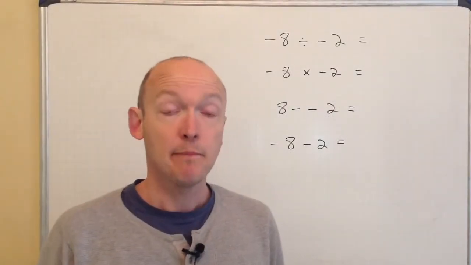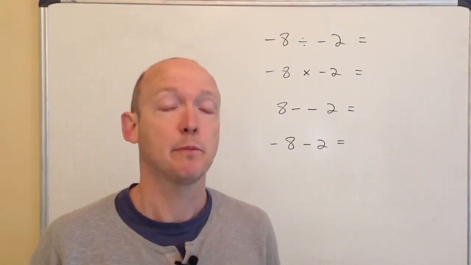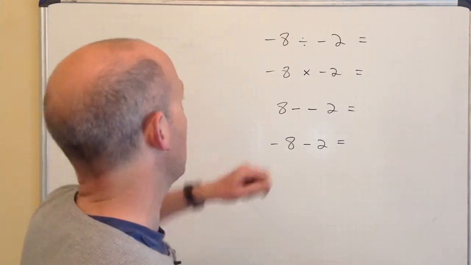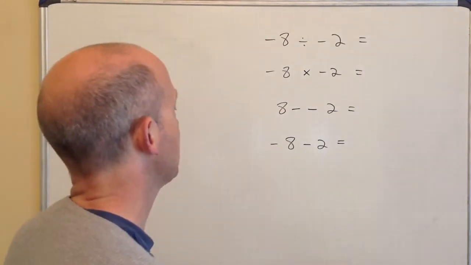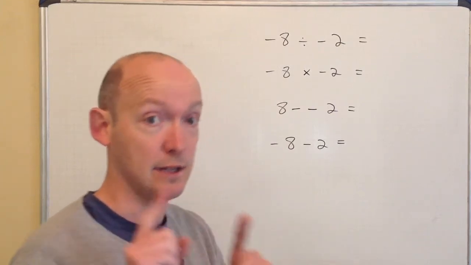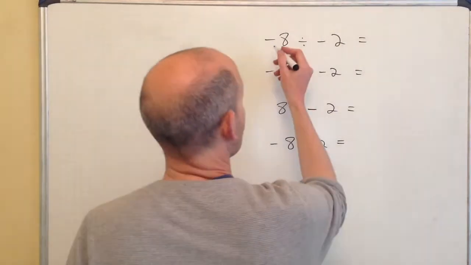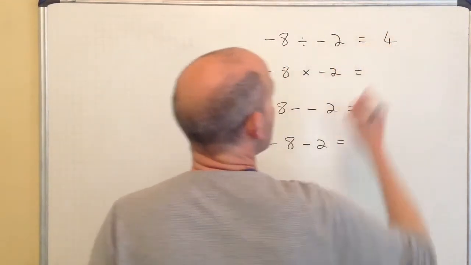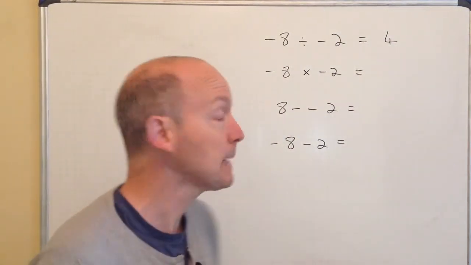So we're going to finish off today by looking at 4 questions, just summarising what we've done so far. Okay, so here we go. I've got minus 8 divided by minus 2. What do I know? Well, it's a minus divided by a minus. That's 2 minuses, that's going to be a plus. So 8 divided by 2 is 4. So that will be positive 4.